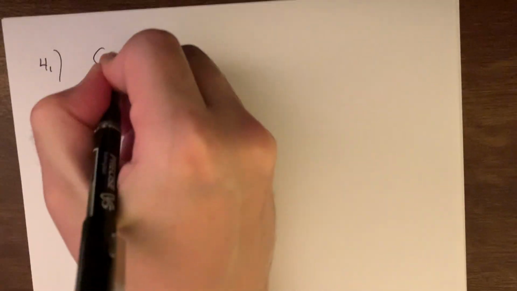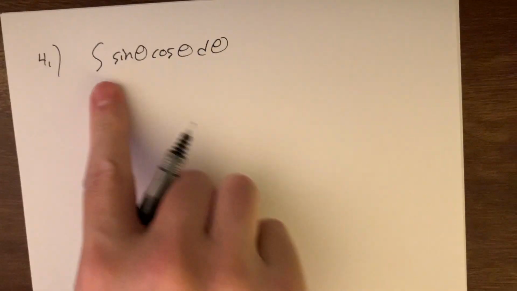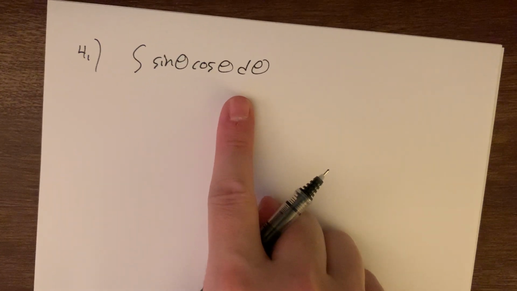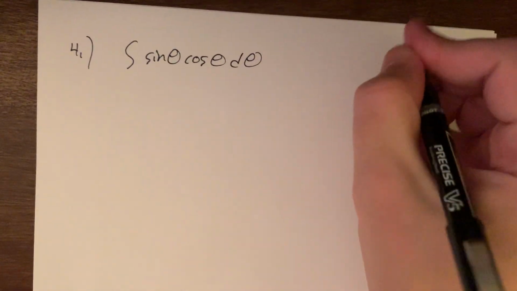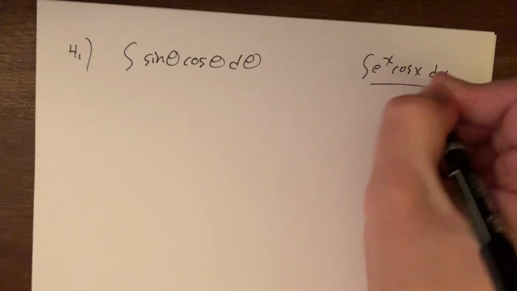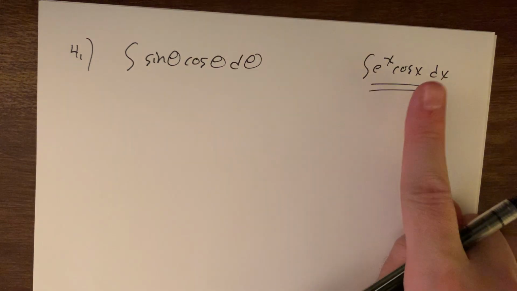This is quite interesting, everybody. Number 4, we're going to look at the integral sine theta, cos theta, d theta. And what we are going to see in this problem, if you want to do a follow-up on your own, take a look at e to the x cosine x dx. What happens in this one will be very similar here.